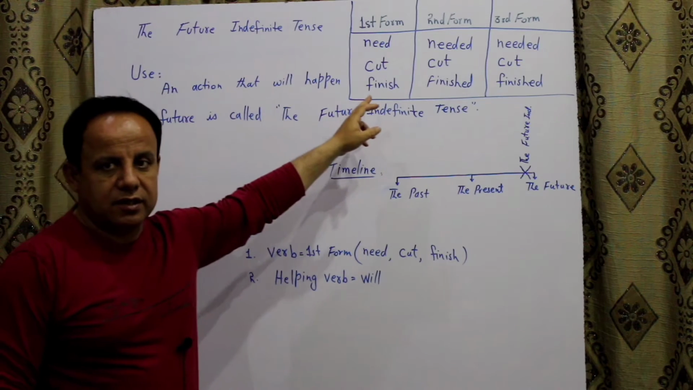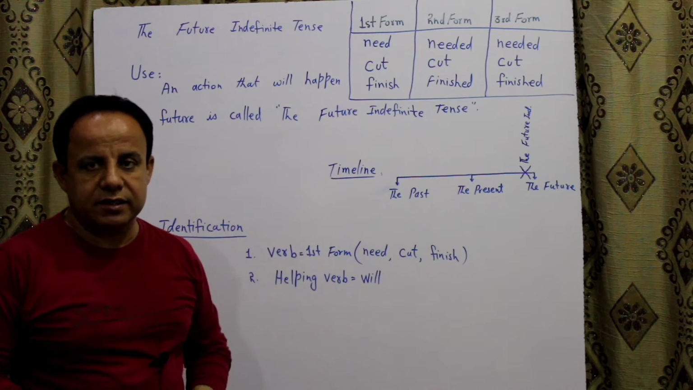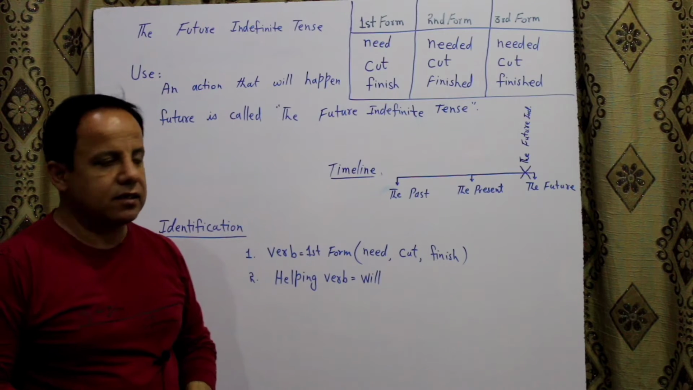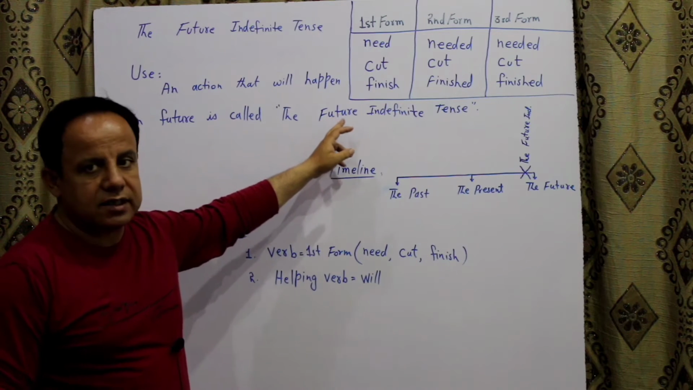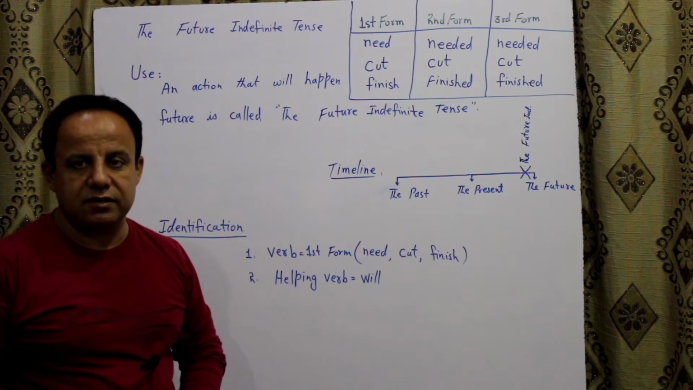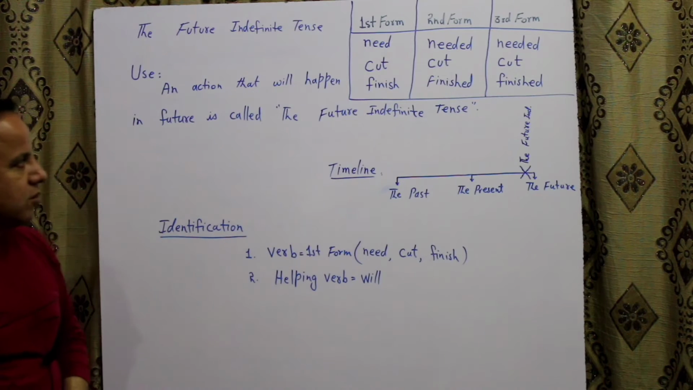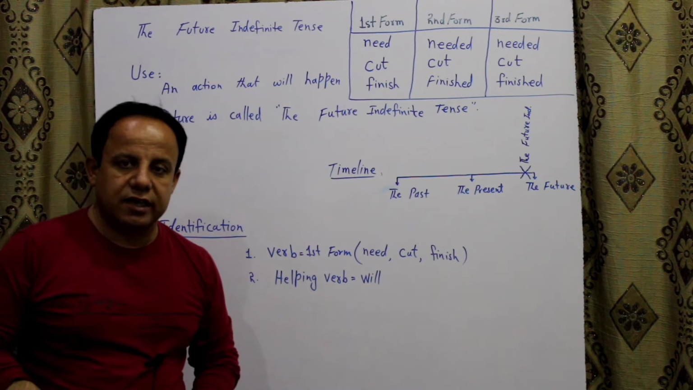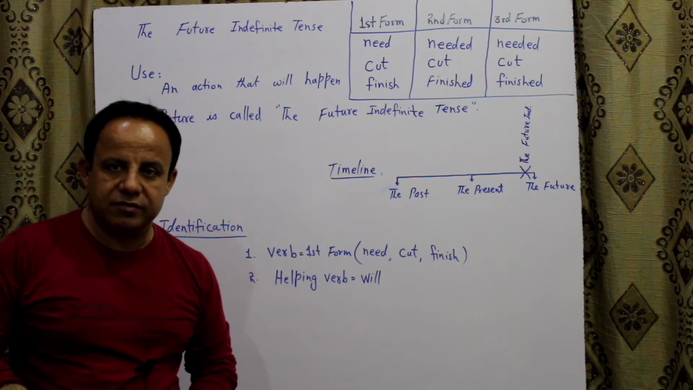The first verb is need, the second form is needed, and the third form is needed. The next verb is cut, the second form is cut, and the third form is cut. The last verb is finish, the second form is finished, and the third form is finished.